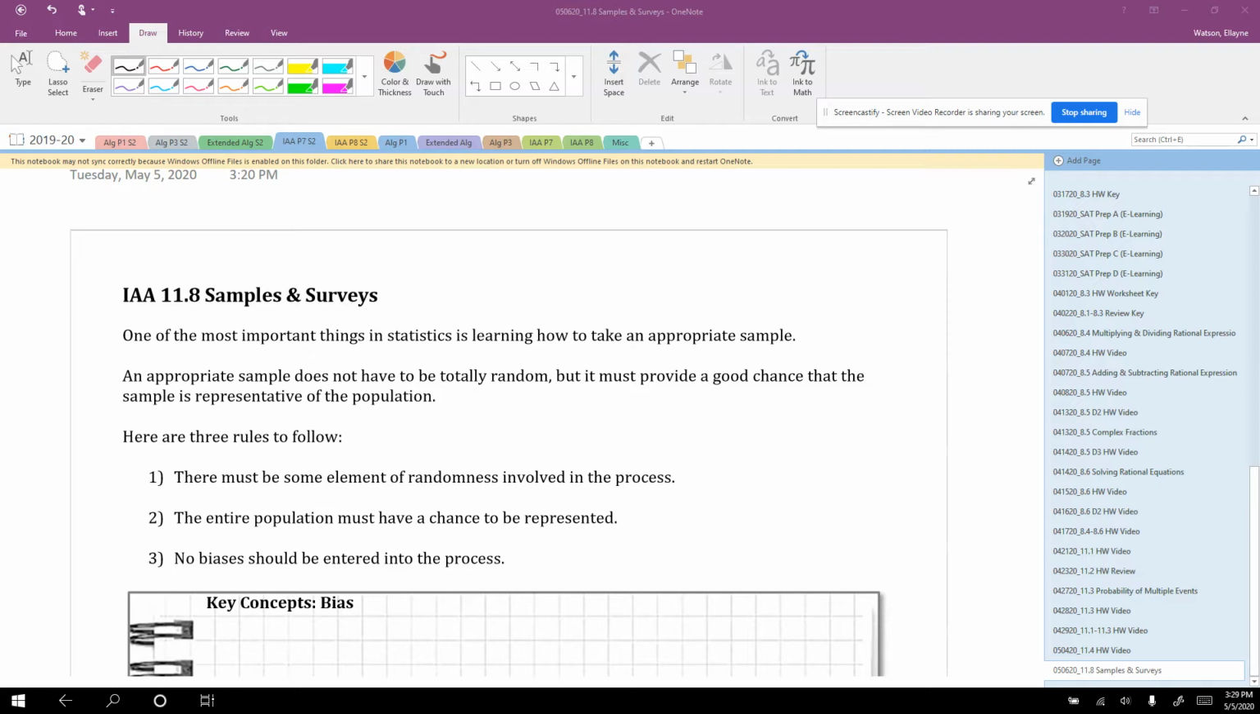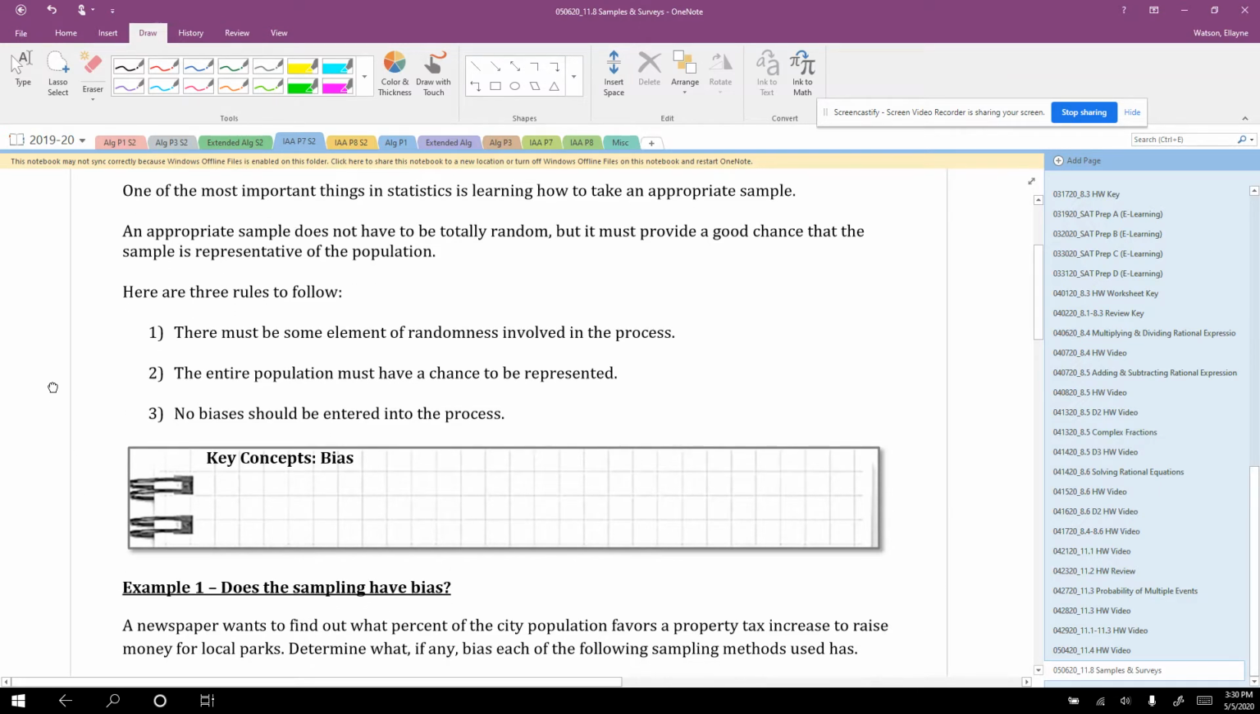Today we're going to look at the next section, which is 11.8, samples and surveys. What you're going to find in this section is that it's actually less about the calculations, and you're not going to do any calculations. There is going to be more reading, but this is really talking about an important part of statistics: learning how to take an appropriate sample. One of the reasons that we are focusing on this is because this is a part of the SAT, and I want to make sure that you guys have some exposure to these types of questions. So let's go ahead and get started.